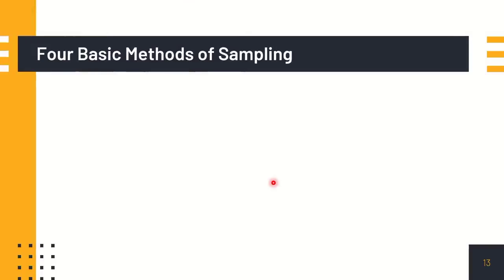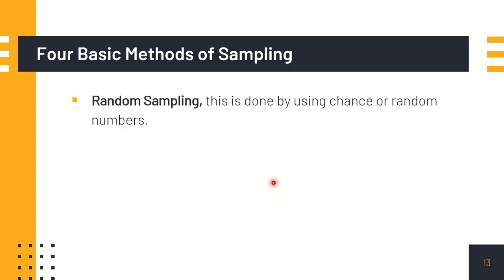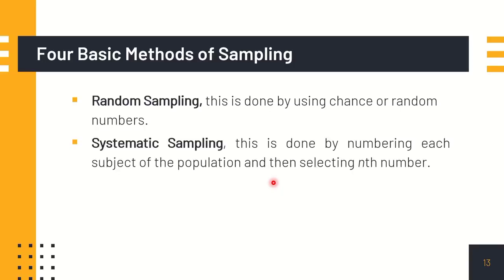We also have the four basic methods of sampling. These are the four basic methods in choosing our sample. First is random sampling. This is the easiest way, and this is what we often use. This is done by using chance or random numbers. For example, the drawlets that the teacher does for graded recitation, that is random sampling.